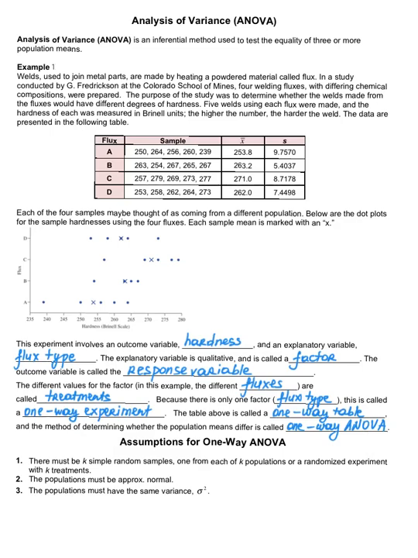Welds used to join metal parts are made by heating a powdered material called flux. In a study conducted by G. Fredrickson at the Colorado School of Mines, 4 welding fluxes with different chemical compositions were prepared. The purpose of the study was to determine whether the welds made from the fluxes would have different degrees of hardness. 5 welds using each flux were made, and the hardness of each was measured in Brinell units. The higher the number, the harder the weld. The data are presented in the following table.